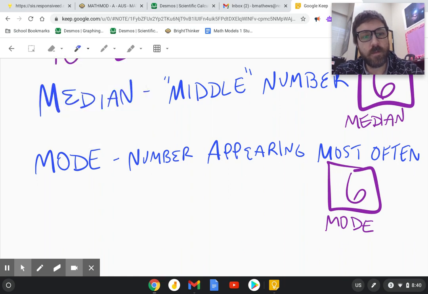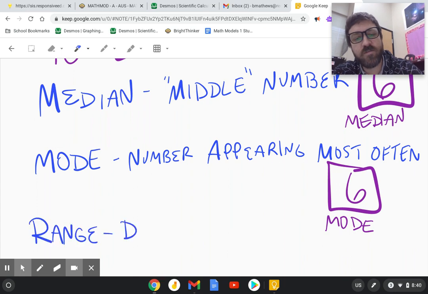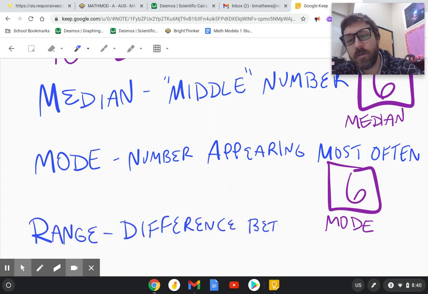All right. Lastly, we have the range. The range is the difference between the high and low number.